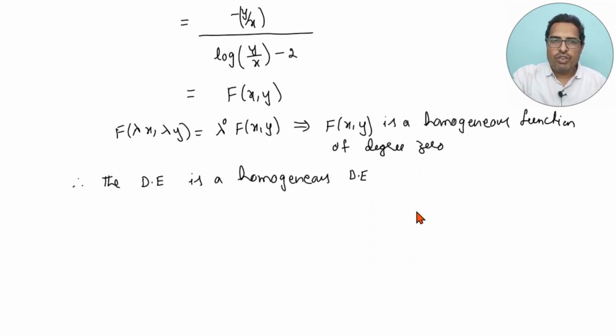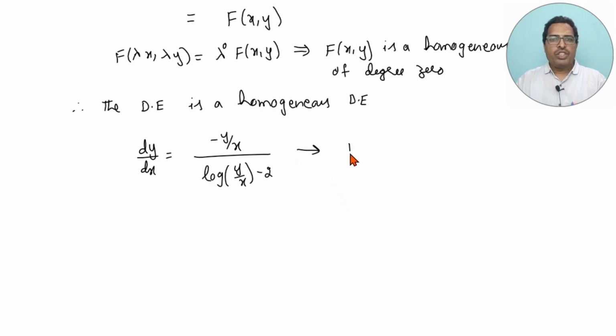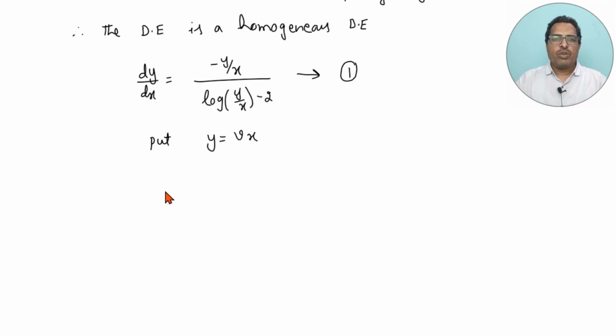So what is the differential equation given? The differential equation that we have is dy by dx is equal to minus y by x whole divided by log of y by x minus 2. Let us take this differential equation as equation number 1. Now how to solve this differential equation? We have to put y equal to v times x. Let us differentiate this with respect to x.